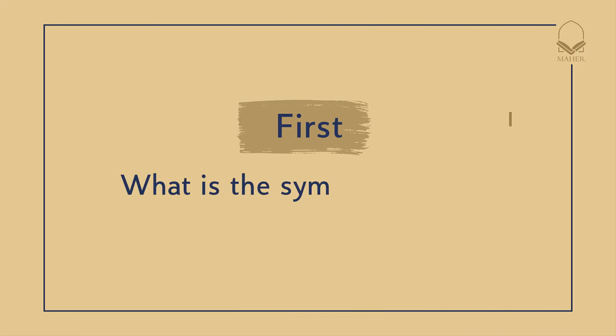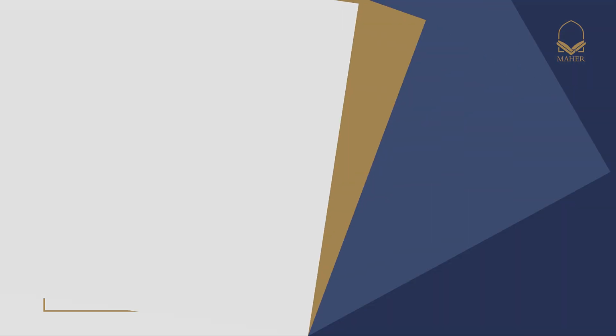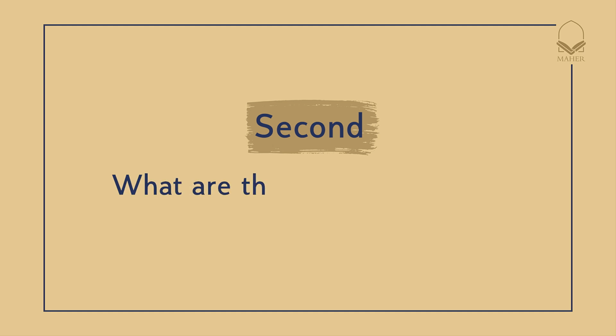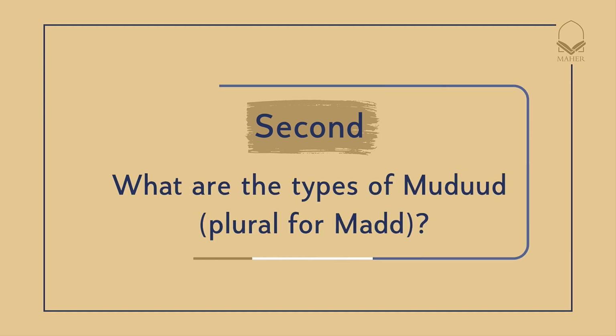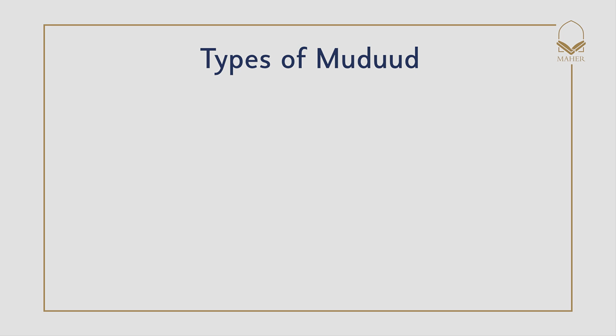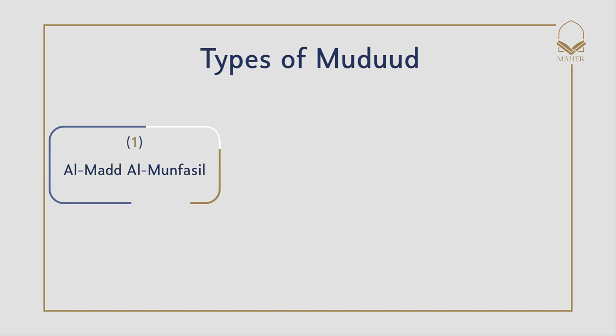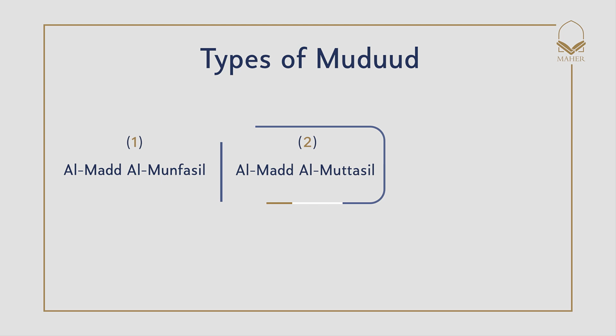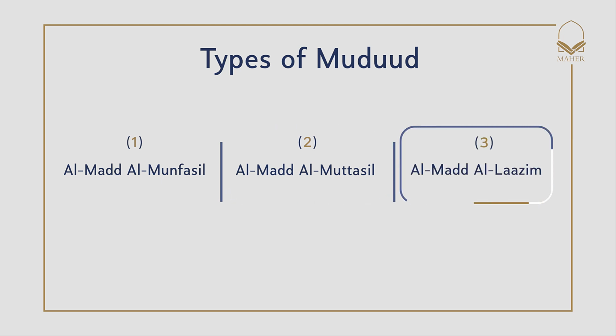Let us start. First, what is the symbol of med? The symbol of med in the Mus'haf is like this. Second, what are the types of Mudood, plural for med? The most popular types of med. Number 1, al-med al-munfasil. Number 2, al-med al-muttasil. Number 3, al-med al-lazim.